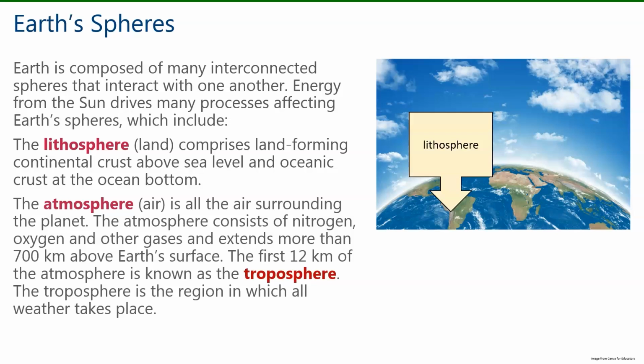The atmosphere is all the air surrounding the planet. The atmosphere consists of nitrogen, oxygen, and other gases, and extends more than 700 kilometers above Earth's surface. The first 12 kilometers of the atmosphere is known as the troposphere. The troposphere is the region in which all weather takes place. And in our diagram, we see the atmosphere, the air surrounding the planet, labeled.